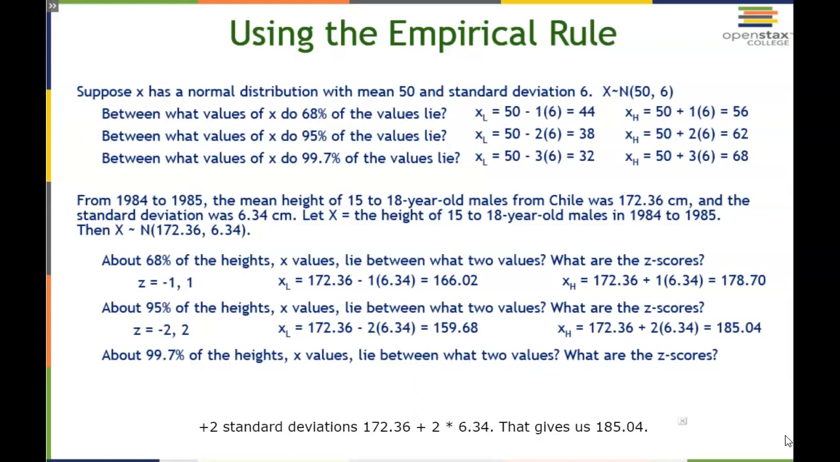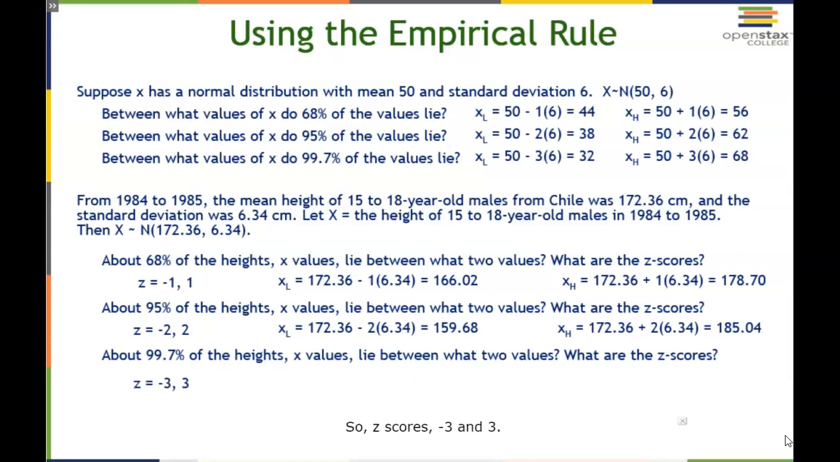What about 99.7% of the values? What values should they lie between? And what of our z-scores? Well, again, the empirical rule states that 99.7% of our values should lie within 3 standard deviations below and 3 standard deviations above the mean. So our z-scores are -3 and +3.